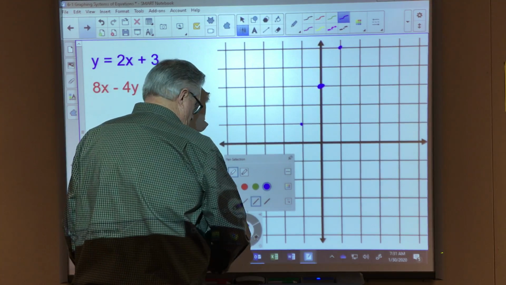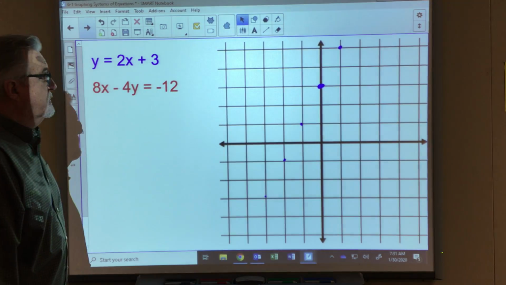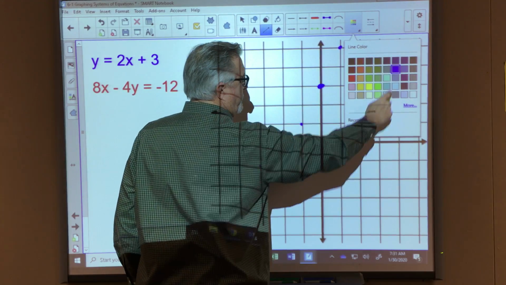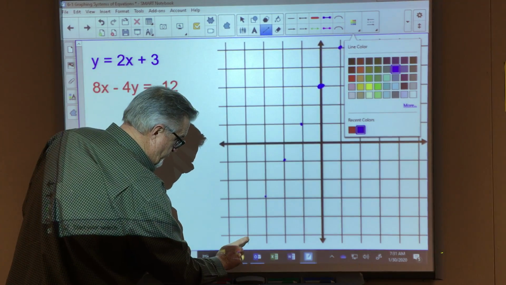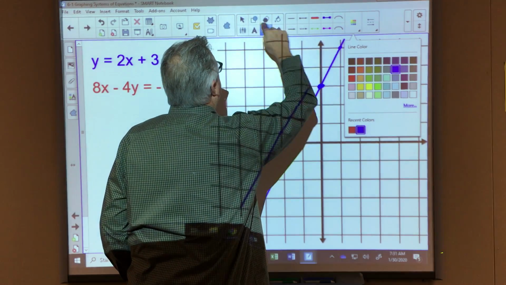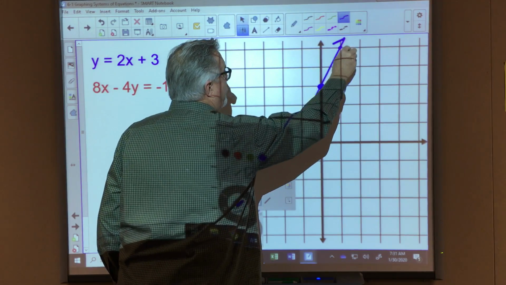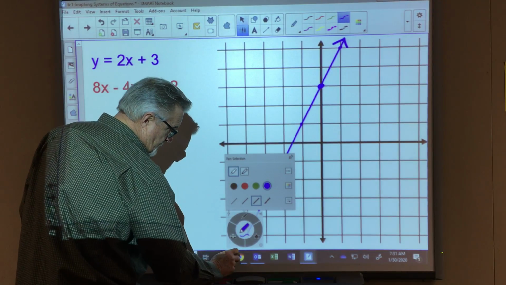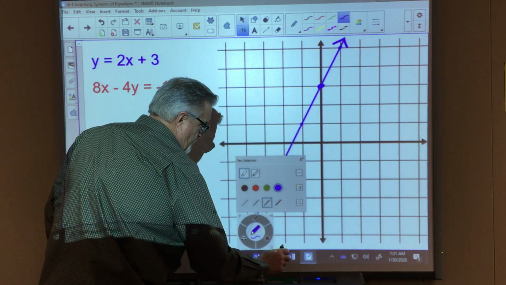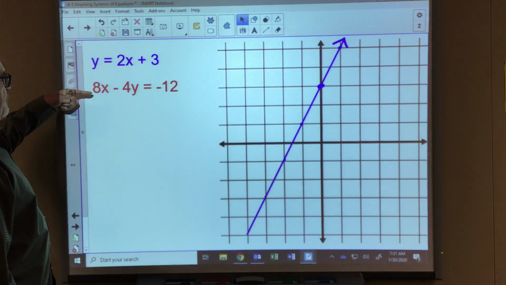Okay? So, as we're here, let's go ahead and get that line on there. We'll make it blue to match our color scheme here. We can start right here, and we'll draw that line up through here. I'll go ahead and put our arrows on it here. There we go. Okay, so now we've got this one.